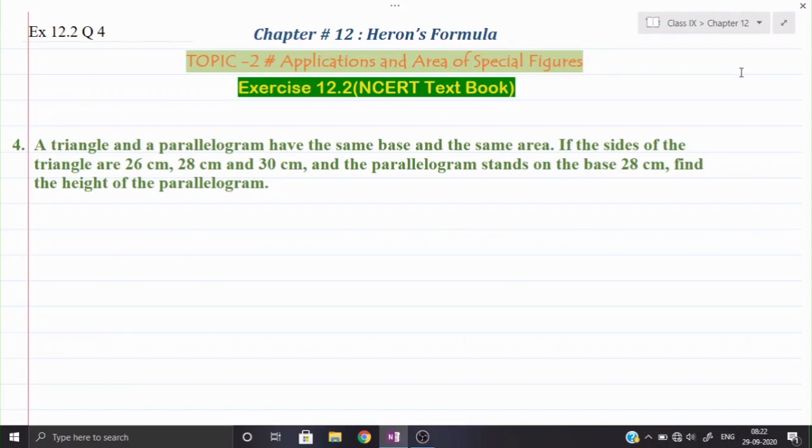Exercise 12.2 from question number 4. I am leaving some questions here because they are not a part of your syllabus. As you know, in Heron's formula, the area of a quadrilateral by Heron's formula has been deleted from your syllabus. So we shall solve only those questions which involve the application of Heron's formula.